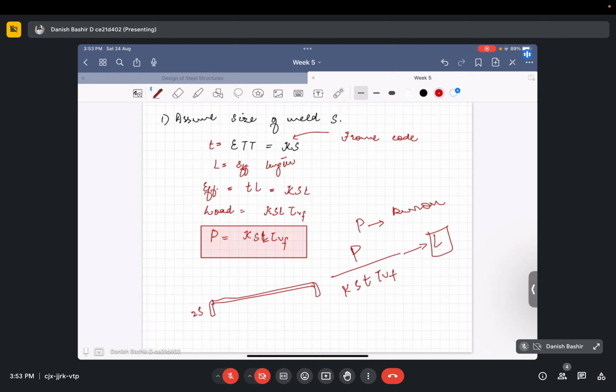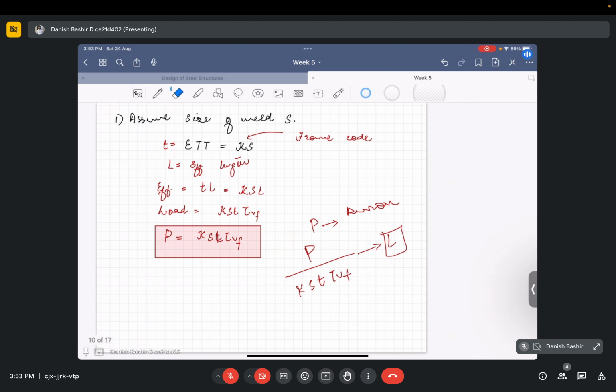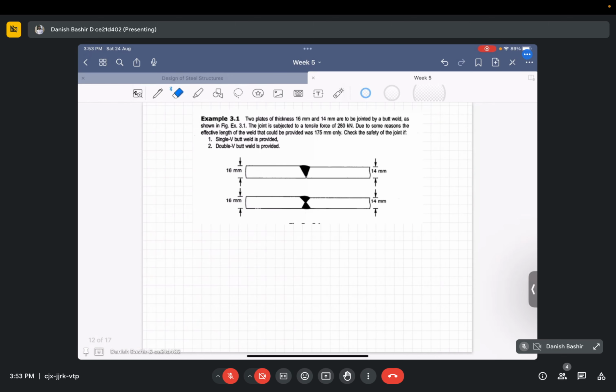Then moving forward, we can go directly to our design problems. Let us start with this problem first.